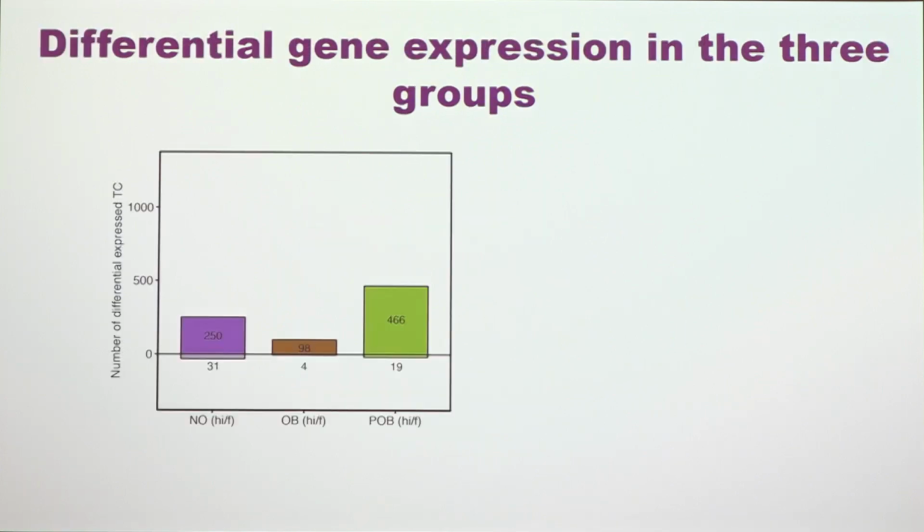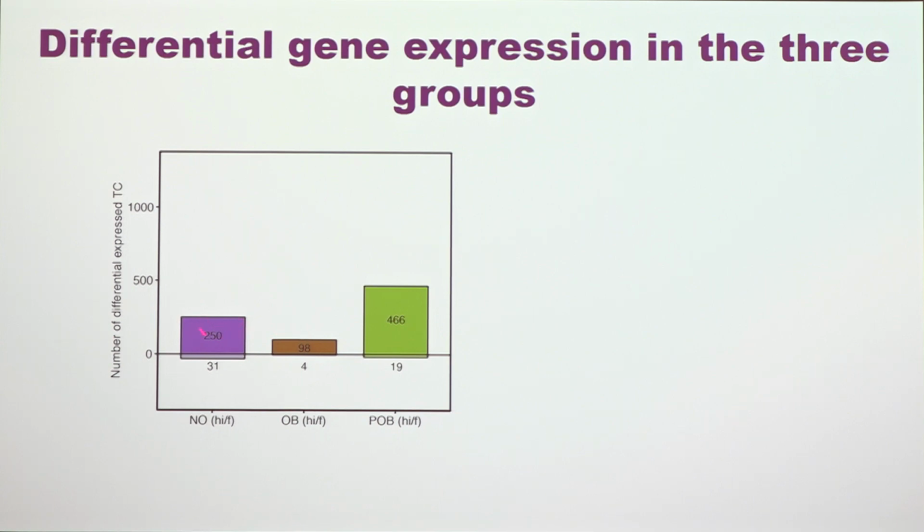And that can be shown in another way, which is done here. So here we look at the genes that respond to insulin in the three groups. So here you have approximately 280 genes that respond, 250 up and 31 down. Here in the obese you have around 100 genes that respond, most of them up. And here in the post-obese you actually have almost 490 genes responding, so quite a lot of genes responding in the post-obese state.